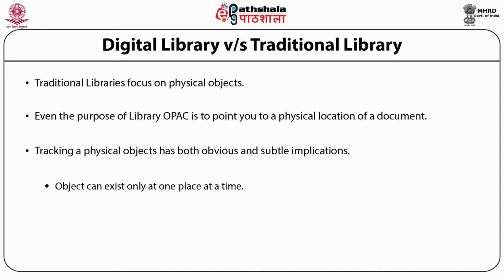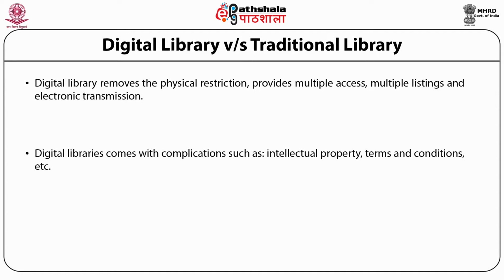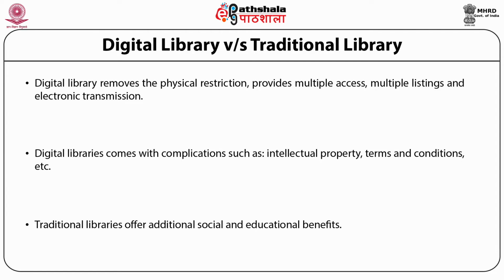Objects can exist only at one place at a time. Either a user can access the object or wait for it to come to him or her. Whereas a digital library removes the physical restrictions inbuilt into traditional libraries and provides multiple access, multiple listings, and electronic transmission of information. Digital libraries come with complications such as intellectual property rights, digital rights management, terms and conditions, etc. Traditional libraries offer additional social and educational benefits.